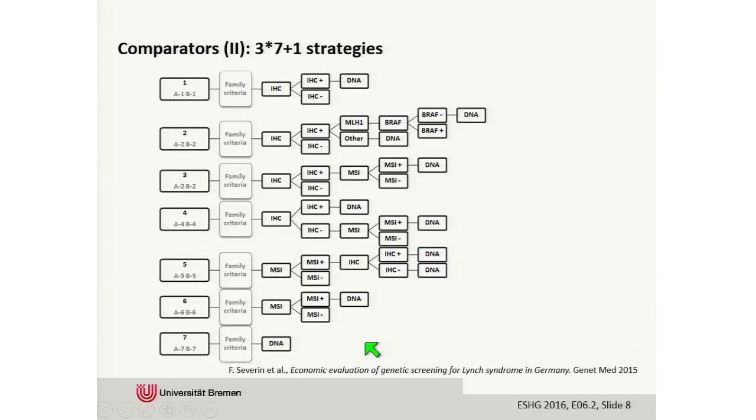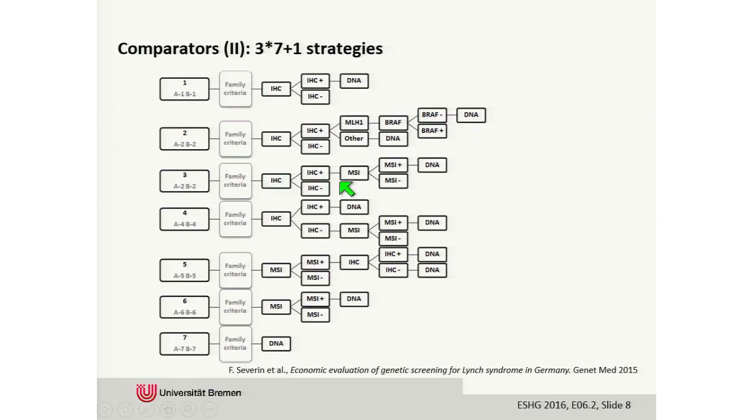And actually, there were so many comparators in our model that there were only 2 computers in my institute that could run this cost-effectiveness model, simply because it used up so much space in the computer. So what you could do is first do the immunohistochemistry. If it's positive, then do germline genetic testing for all genes. Second, you could do the IHC, and if it's positive and MLH1 is missing, then you could do the BRAF testing to exclude sporadic tumors, and if this is negative, only then do DNA testing.